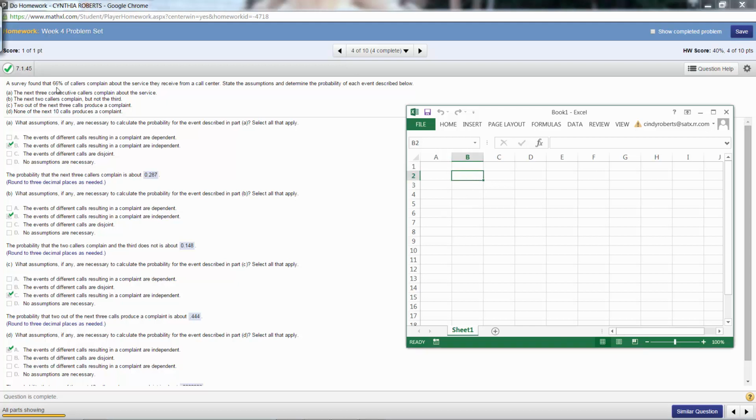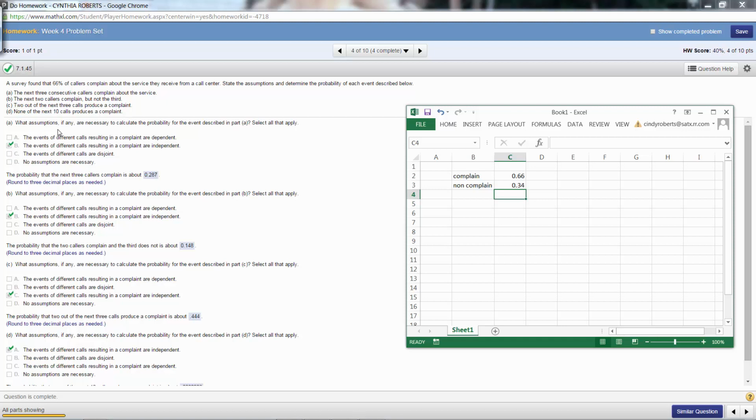Alrighty, we are given a survey found that 66% of callers complain about the service they receive from a call center. So the complainers are 0.66. Then the non-complainers would be 1 minus that, right? 1 minus 0.66, because all probabilities have to add to 1.